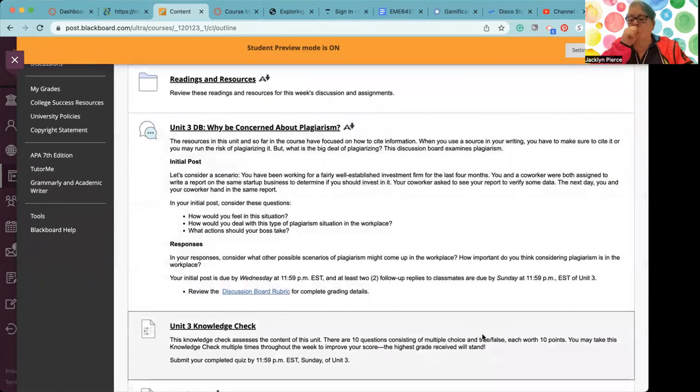Then, of course, you'll post your own response by Wednesday, and you'll come back and respond to at least 2 others throughout the rest of the week. So in your responses to others, in addition to responding to what they've said, you could also think of other scenarios of plagiarism that could come up in the workplace. And then, how important do you think considering plagiarism is in the workplace?